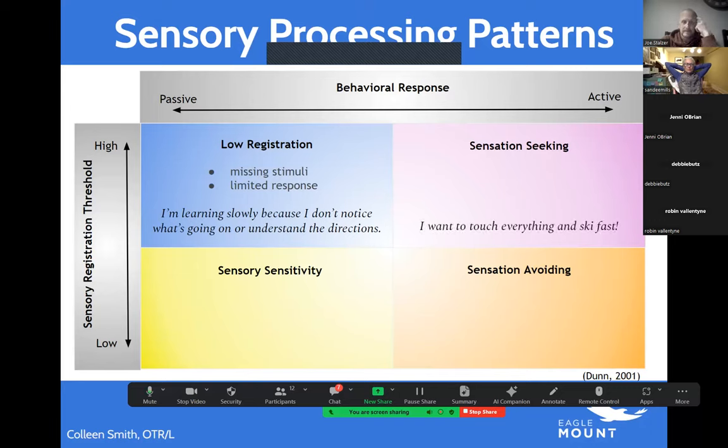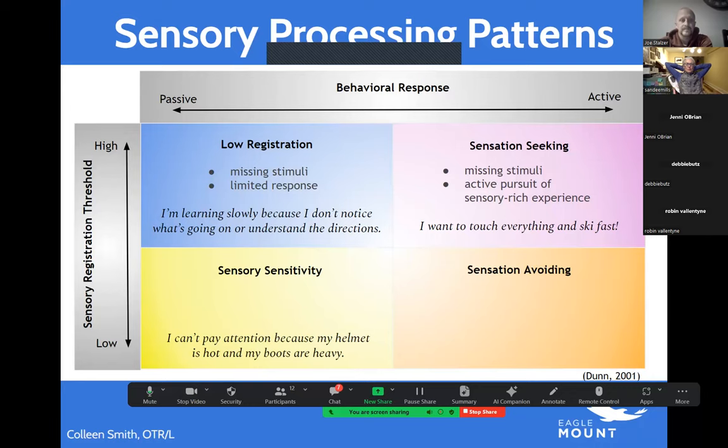The next person, which I'm sure we've all seen in the hut if we've been up there on the weekends: I want to touch everything and ski fast, and they're on the move and eager for the next thing. They're hungry for more and more stimulation. That person is probably missing some stimuli and in active pursuit of getting more and more sensory experiences. So both of these people on the top of the grid are going to benefit from increased sensory input. We treat them in the same way, whether they're missing things or they're missing things and really seeking it out.